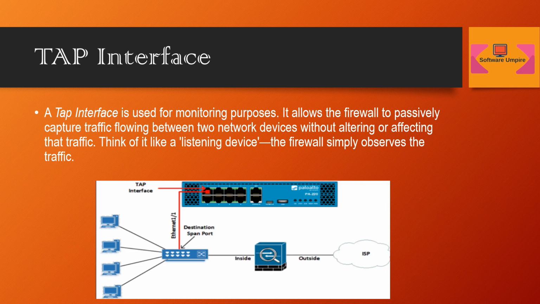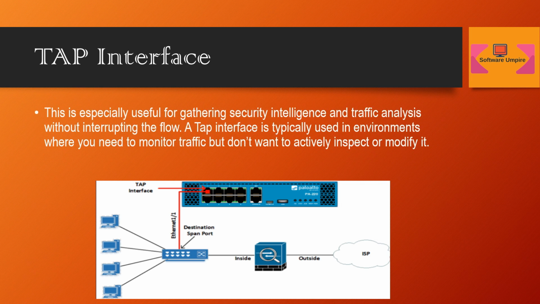A TAP interface is used for monitoring purposes. It allows the firewall to passively capture traffic flowing between 2 network devices without altering or affecting that traffic. Think of it like a listening device. The firewall simply observes the traffic. This is especially useful for gathering security intelligence and traffic analysis without interrupting the flow. A TAP interface is typically used in environments where you need to monitor traffic but don't want to actively inspect or modify it.